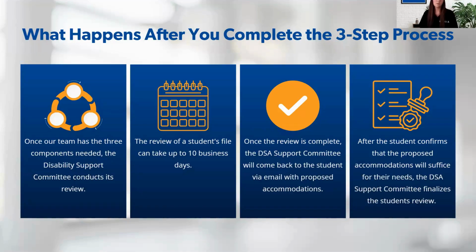After receiving the proposed accommodations, the student has the opportunity to review them and confirm whether they will meet their needs. If the student agrees that the accommodations are appropriate, they will confirm with our office by return email. At that point, the DSA Support Committee finalizes the DSA review and moves toward creating a DSA award letter that shows the approved accommodations.